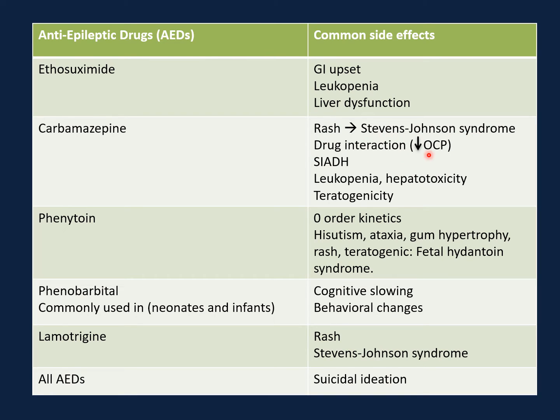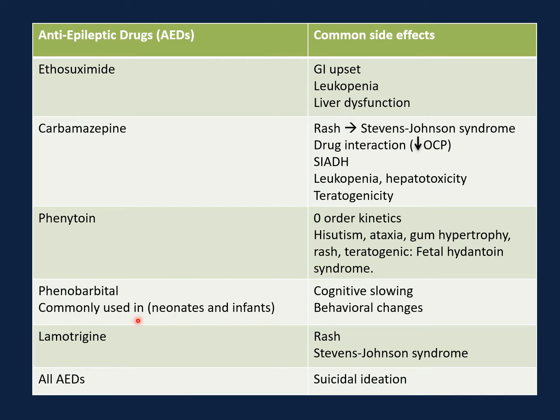Drug interaction, for example, this will decrease the efficacy of oral contraceptive pills, and the medication will lose the contraceptive effect. SIADH, leukopenia, hepatotoxicity, teratogenicity. Phenytoin is associated with zero order kinetics, which means the rate of elimination is constant. So if you give a higher dose, the rate of elimination will stay the same, and this may cause phenytoin toxicity, which by itself can cause seizure, hirsutism, ataxia, gum hypertrophy, rash, and teratogenic effect, fetal hydantoin syndrome.